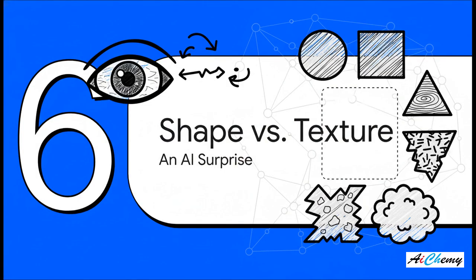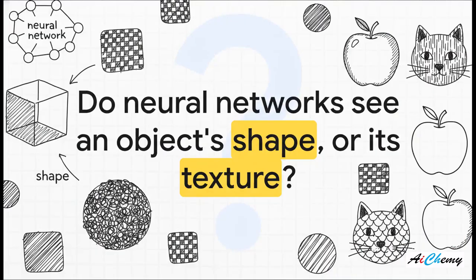Okay, but here's where the story takes a really weird turn. You'd think that because these networks are so incredibly good at recognizing images, they must be seeing the world kind of like we do, right? Well, it turns out that's not true. Not at all.